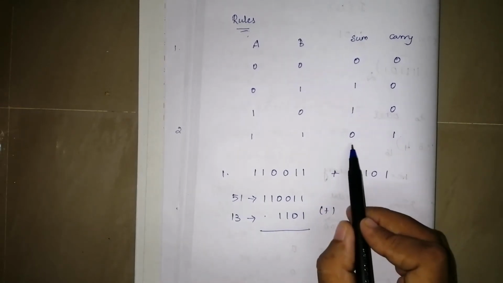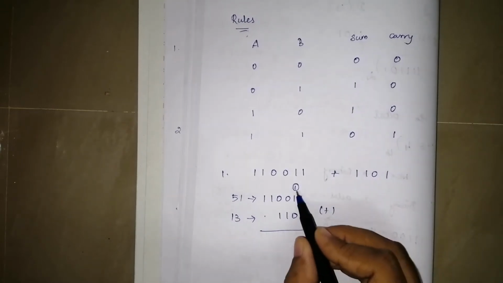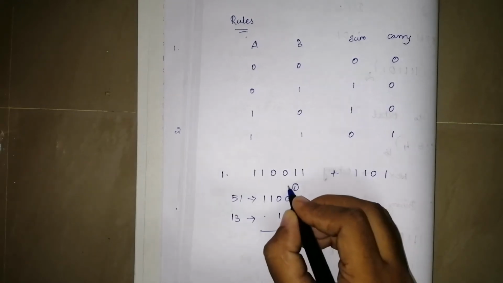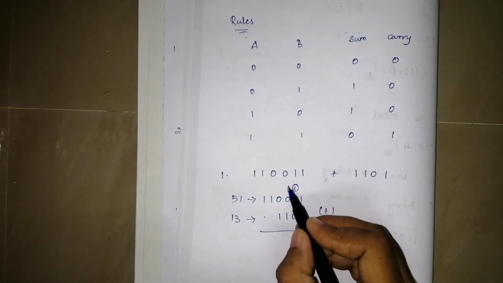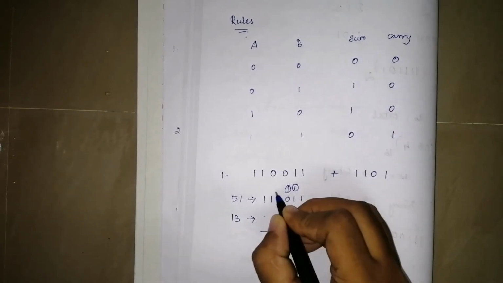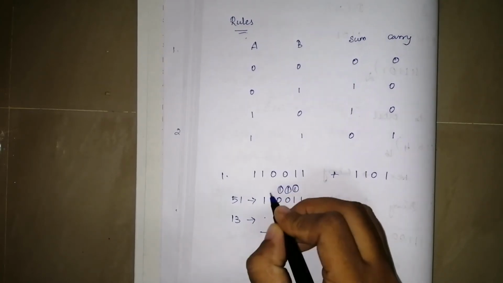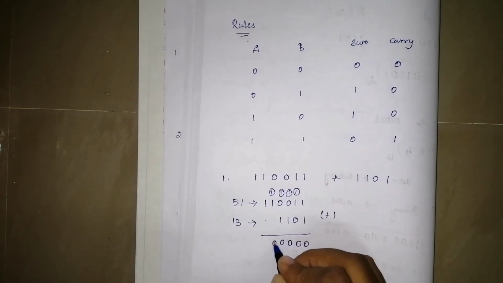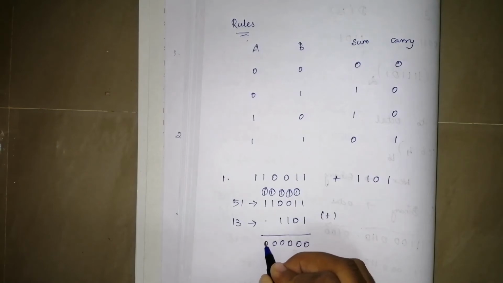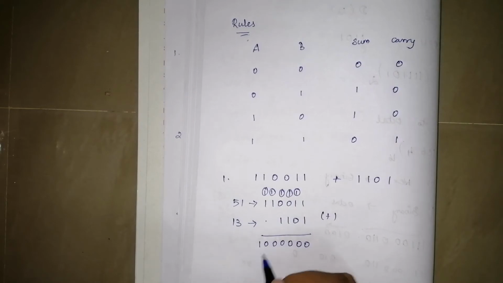1 plus 1 is nothing but, the sum will be 0, carry will be 1. So 1 plus 1 plus 0, again the sum will be 0, carry will be 1. Now 1 plus 0 plus 1, again the sum will be 0, carry will be 1. 1 plus 0 plus 1, again the sum will be 0, carry will be 1. 1 plus 1, again the sum will be 0, carry will be 1. 1 plus 1 is, sum is 1, carry is 0. Since there is no number before this, we are putting the carry directly here.